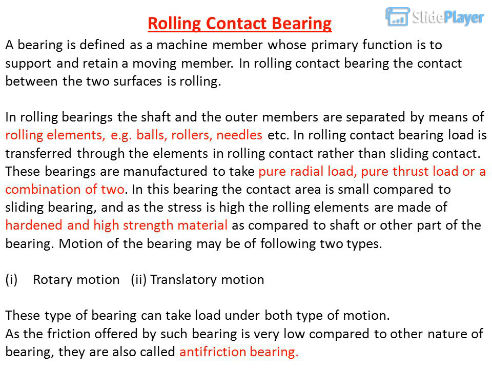These bearings are manufactured to take pure radial load, pure thrust load, or a combination of the two. In this bearing, the contact area is small compared to sliding bearing, and as the stress is high, the rolling elements are made of hardened and high-strength material as compared to the shaft or other parts of the bearing. Motion of the bearing may be of the following two types: 1. rotary motion, 2. translatory motion. These types of bearing can take load under both types of motion.